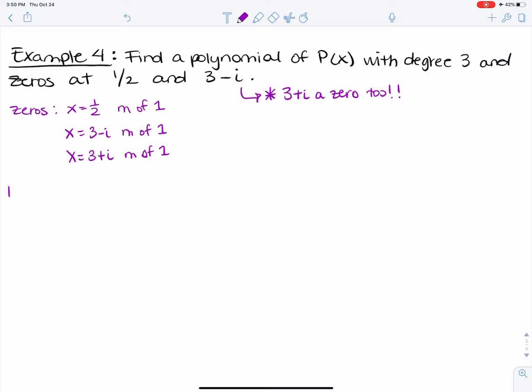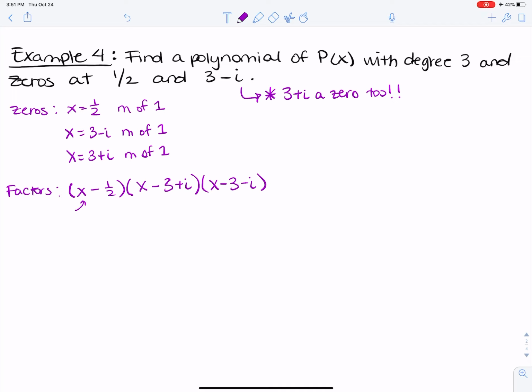And now let's write our factors so that we can multiply this together and get the polynomial with the degree of 3. So this is x minus 1/2 times x minus 3 plus i. And sorry, my pen keeps going in and out. And then our last one is x minus 3 minus i.